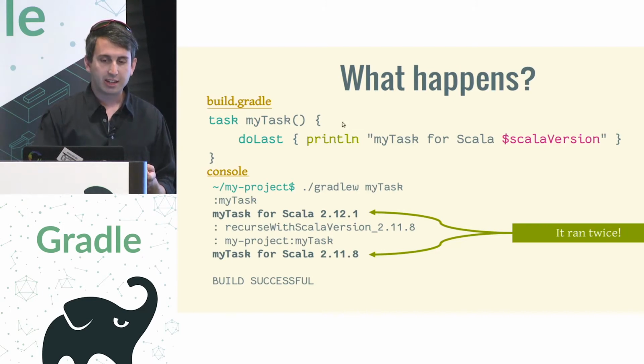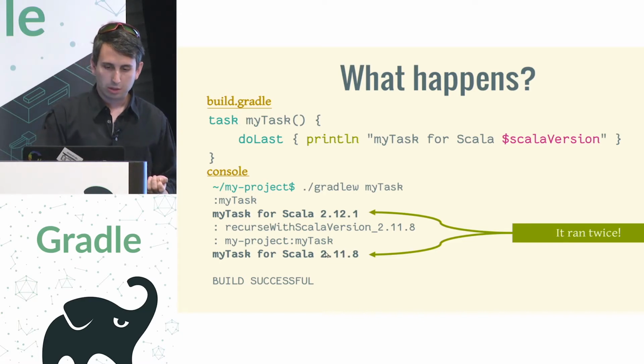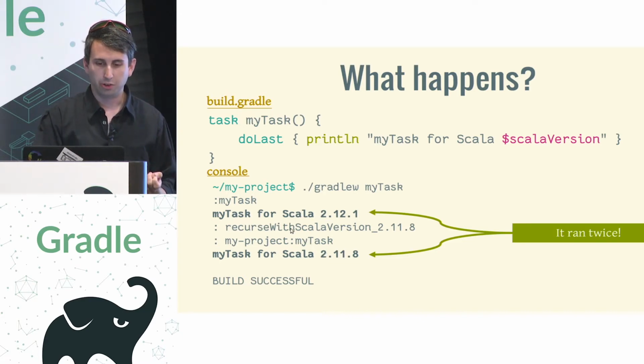And so then if I have a task, like a simple my task that's going to print some text and include this variable that the plugin conveniently puts in scope for you, and I run that task from the command line, you can see my task runs 2 times, and it prints my task for Scala 2.12 and my task for Scala 2.11. The astute reader will notice this sort of intermediate task called recurse with Scala version 2.11.8, and we'll talk about what's going on there.